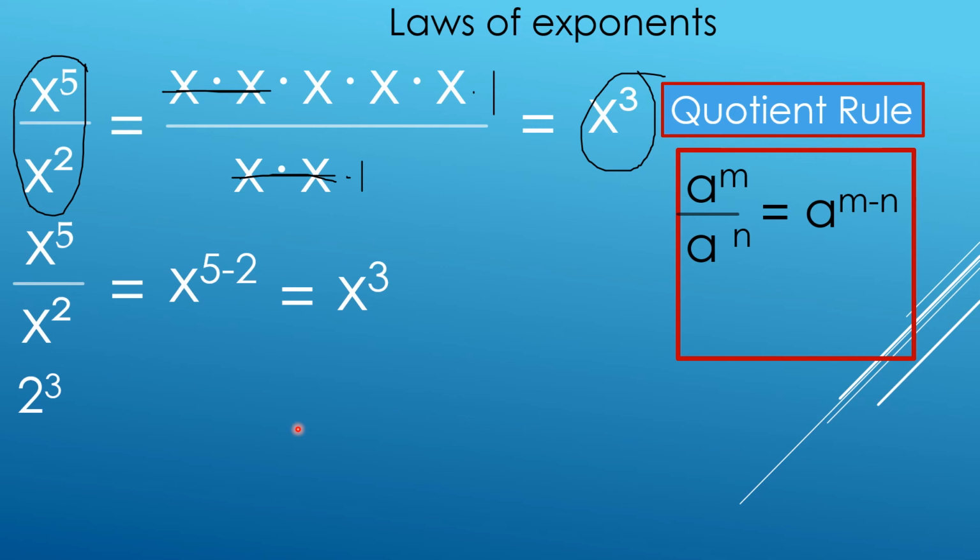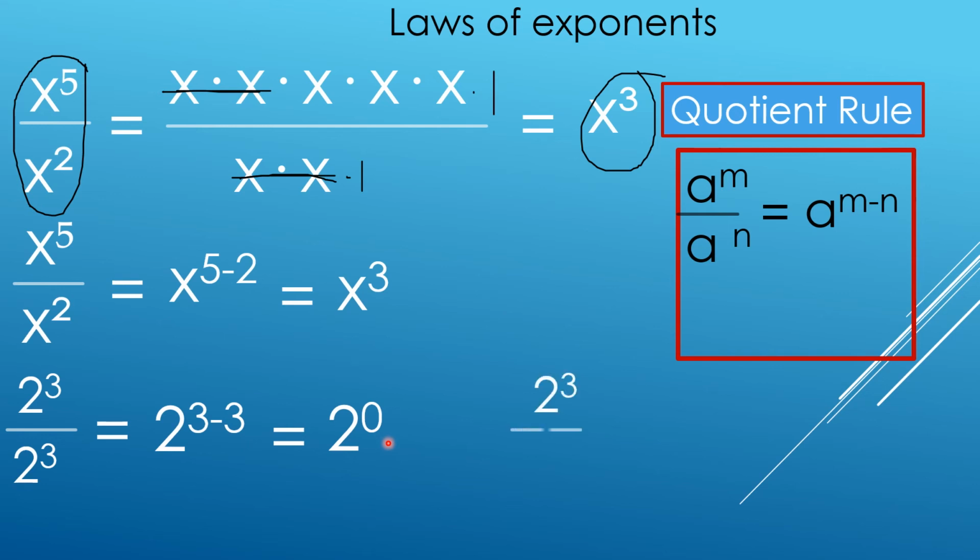Now, I have 2 raised to the third power or 2 cubed divided by 2 cubed, and that is equal to what? If we are going to apply the quotient rule, it means that we copy the base and then subtract the exponent, so 3 minus 3. What is 3 minus 3? That is equal to 0. So 2 raised to 0. Is there any value for a number raised to 0?